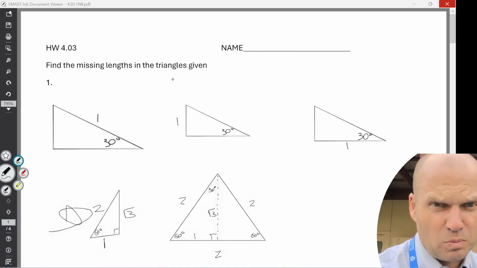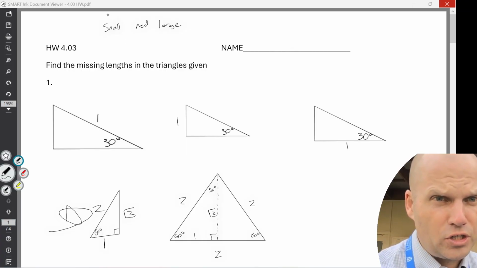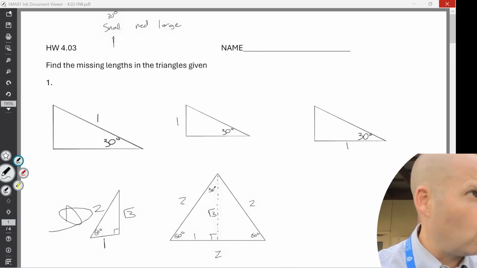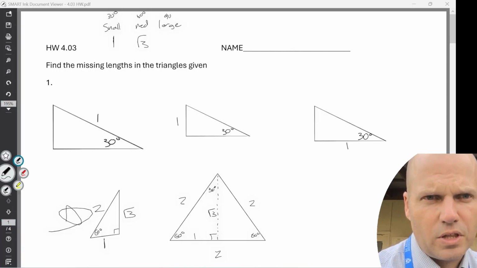We notice we have a small, a medium, and a large. For any right triangle, there's usually a small, medium, and large. For a 30, 60, 90 triangle, the side length opposite the 30-degree angle will be the small length. You can use 1 as an example. The medium, which will be opposite the 60-degree angle, will be root 3, and the large will be the hypotenuse opposite the 90-degree angle, which is 2.